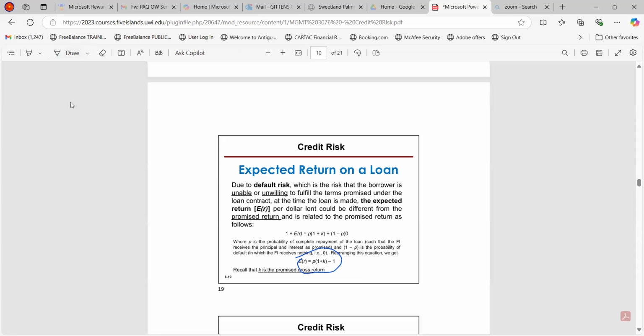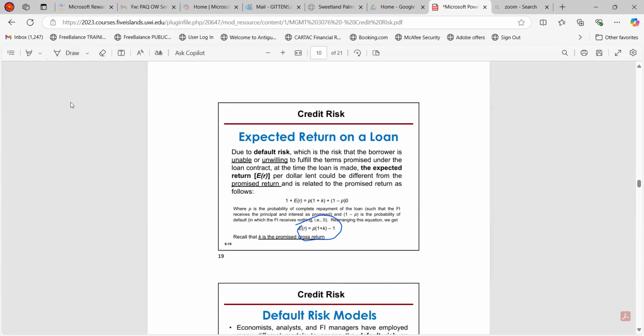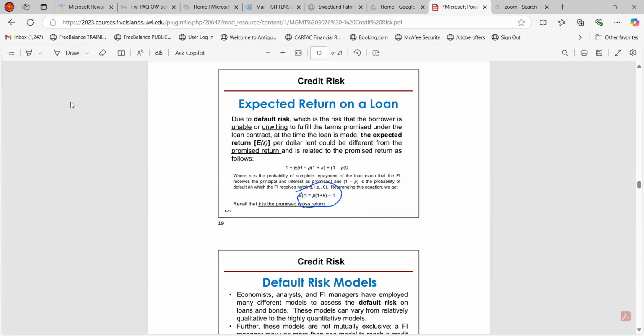Okay, so you can have the return on the loan, but the bank can also calculate the expected return on the loan. All right, the expected return being that return that you expect to get because the person is not going to default on the loan.